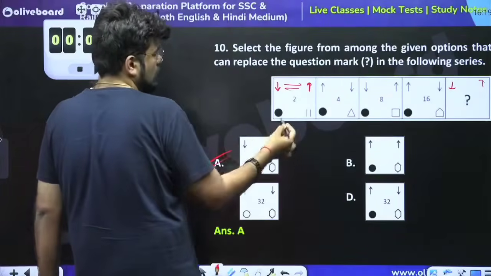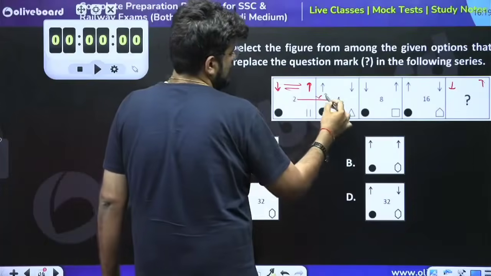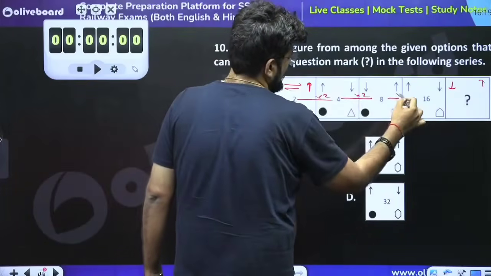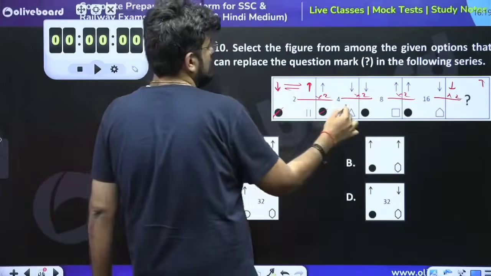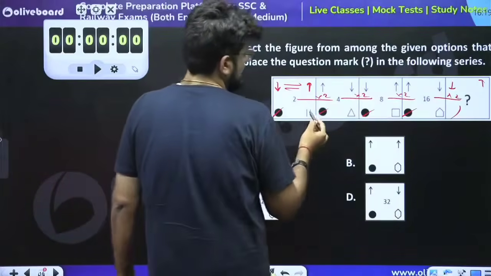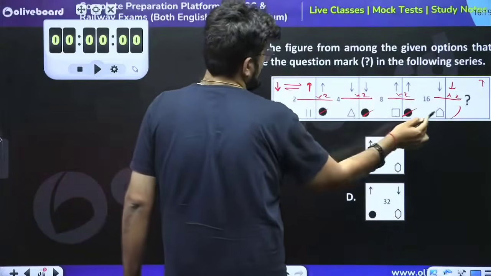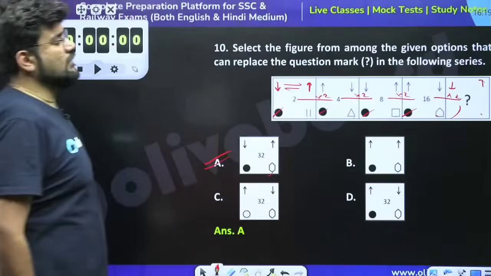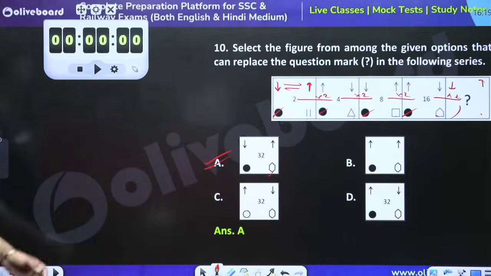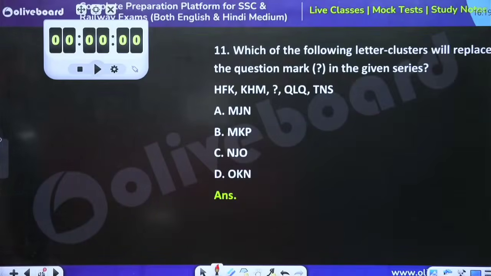What was the logic? So this is being multiplied by 2, so we'll get 32. This circle is the same. And here 2 lines, 3, 4, 5, 6 line figure polygon, that is hexagon. This is the complete logic, but we can isolate only from one element in our examination. Next.